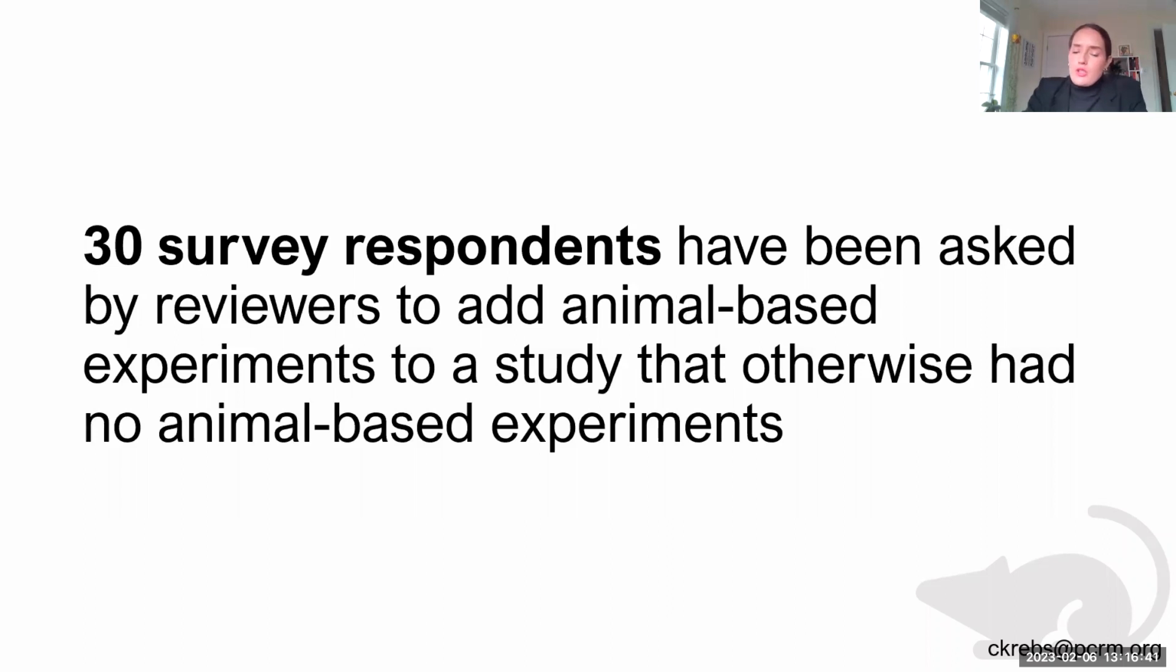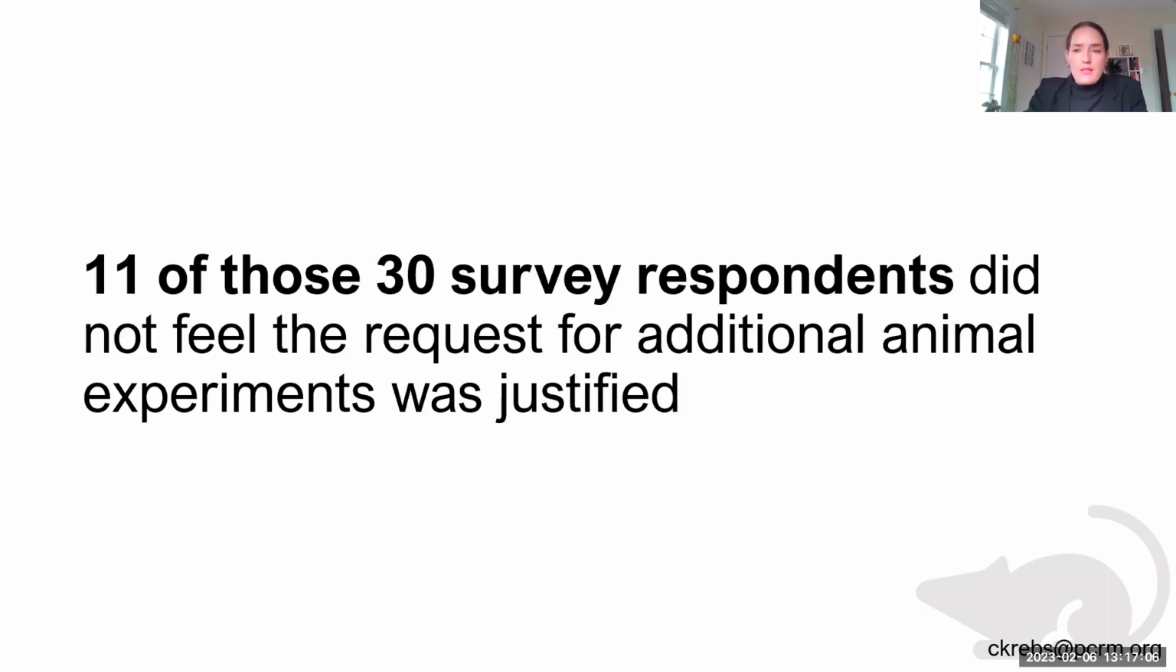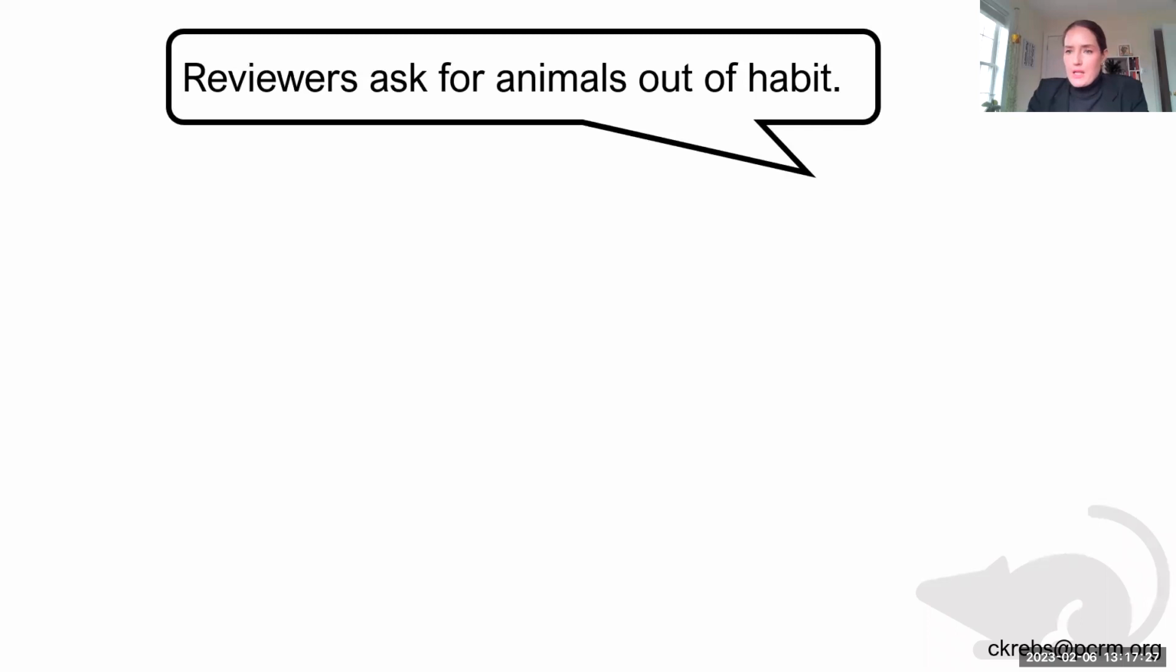We then asked, during manuscript submission peer review, how many times have you been asked for animal experimental data to be added to a study that otherwise had no animal-based experiments? 31 respondents indicated that they've never been asked, but 30 respondents indicated that this has happened to them at least once. When asked whether they thought these requests for additional animal experiments were justified, of those 30 people, only 3 indicated that they felt the request was justified, while 14 indicated that it was sometimes justified, and 11 indicated that it was not justified. When asked to elaborate, here's what the respondents said. Reviewers ask for animals out of habit.